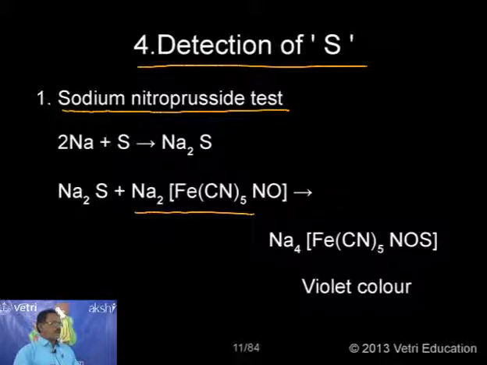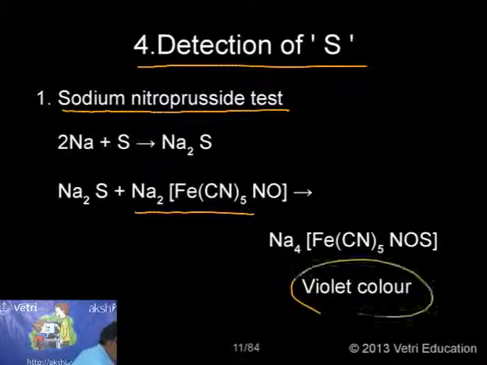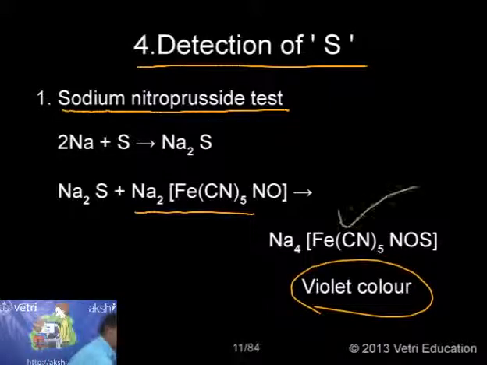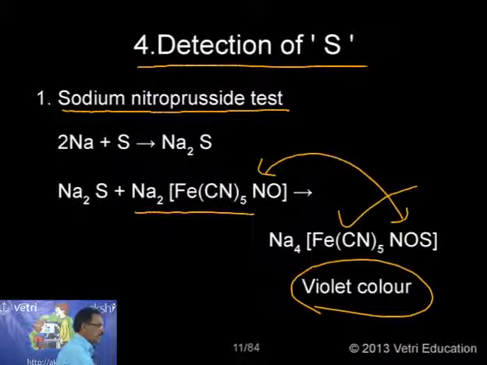So when you add just 1 drop, immediate formation of violet color indicates the presence of sulfur, because this complex is formed. The complex is Na4[Fe(CN)5 NOS]. Simply see, when you compare these two structures, the sulfur is introduced here. That is the only difference. So formation of this complex will show violet color. So it is a very, very simple and sensitive test.